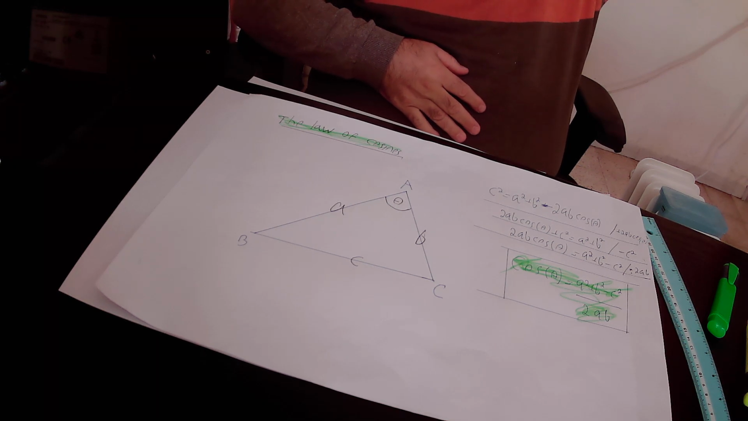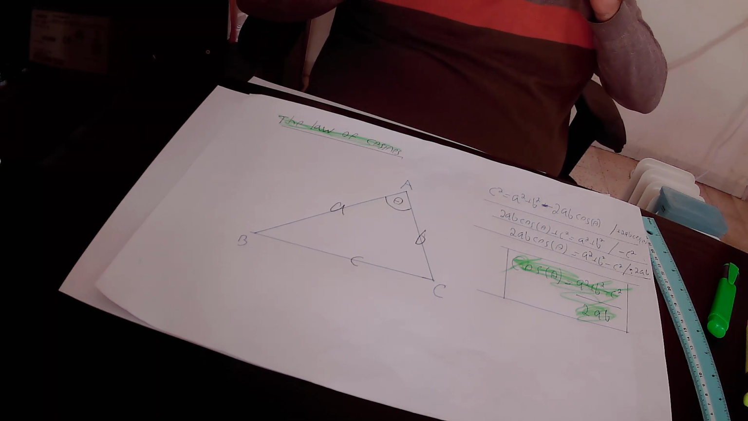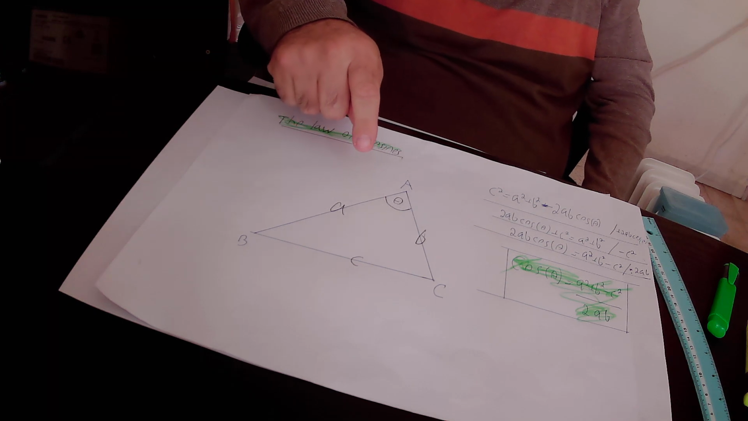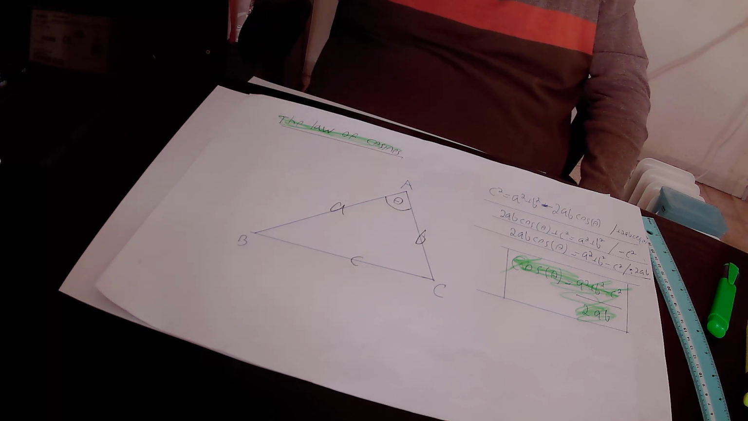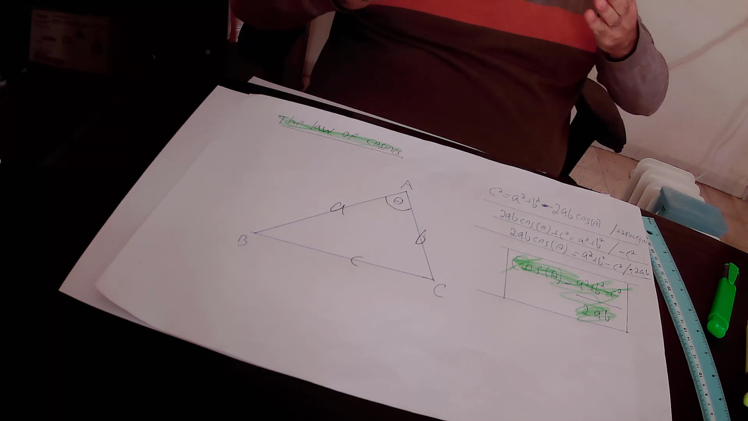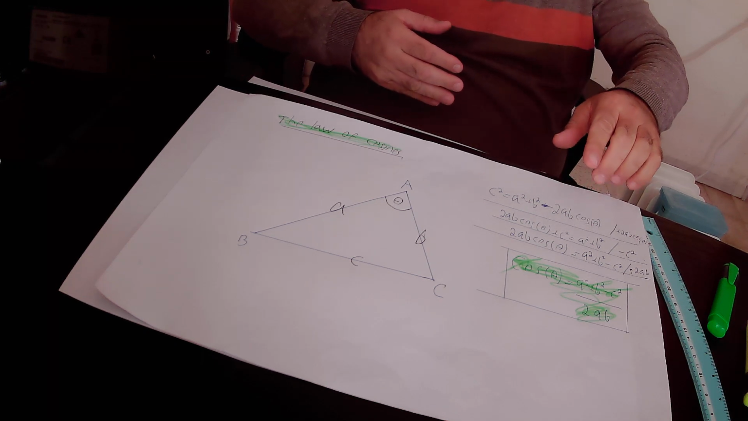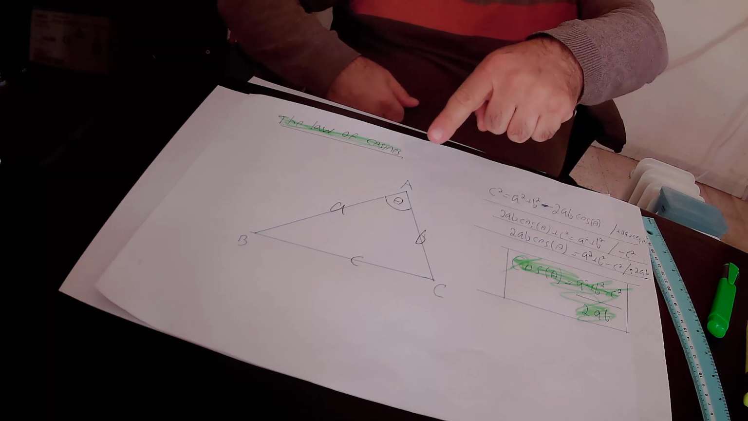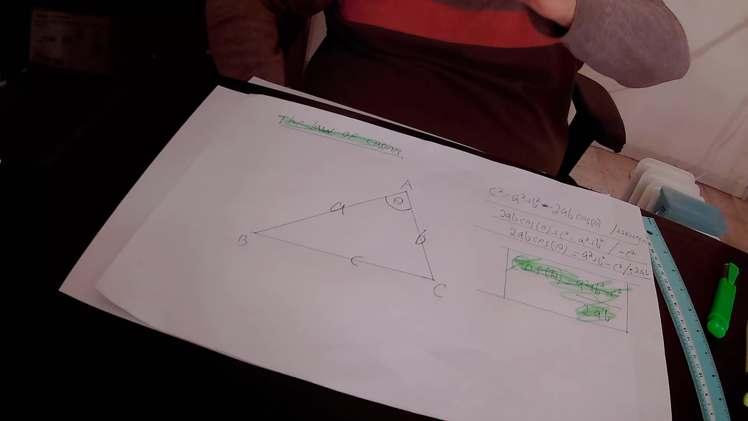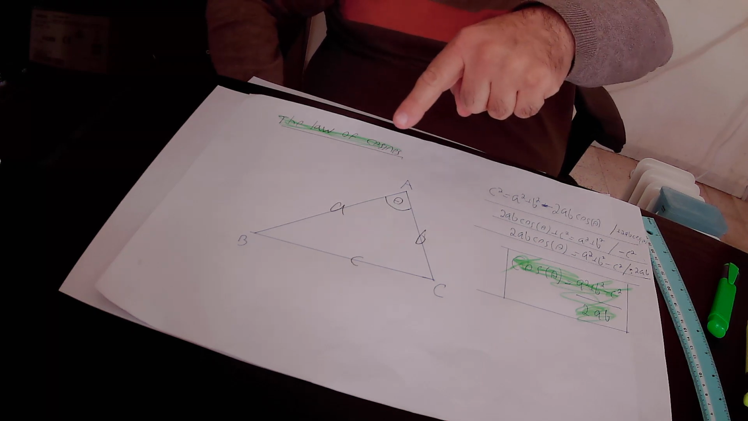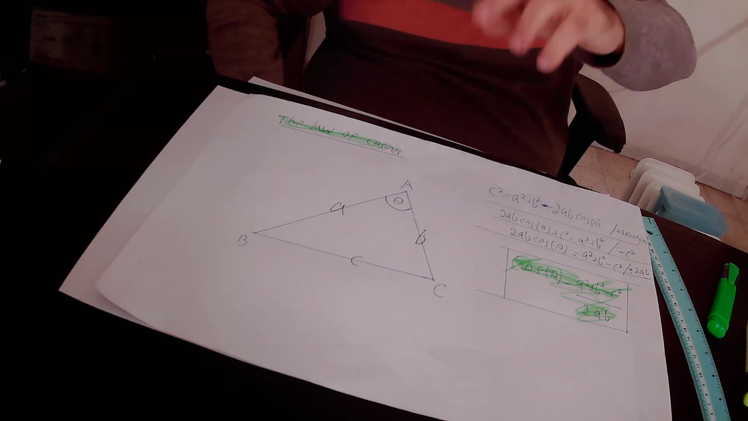So, according to the law of cosines, the following equation is true: c squared equals a squared plus b squared minus 2 times a times b times cosine theta. From this equation, it is very easy to write that cosine theta equals a squared plus b squared minus c squared over 2 times a times b. Again, cosine theta equals a squared plus b squared minus c squared over 2 times a times b.